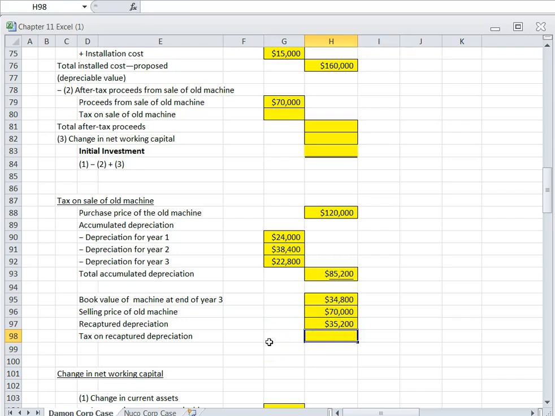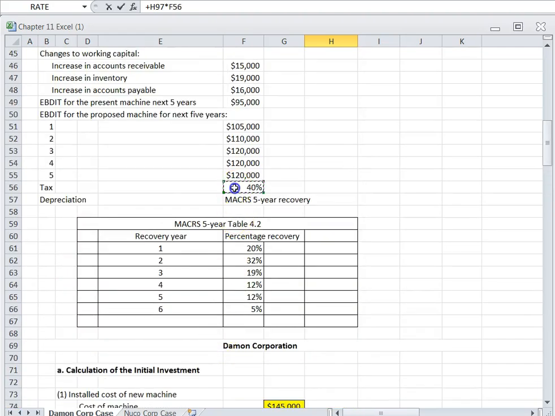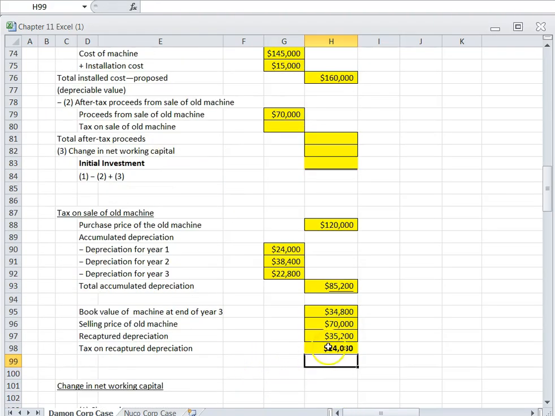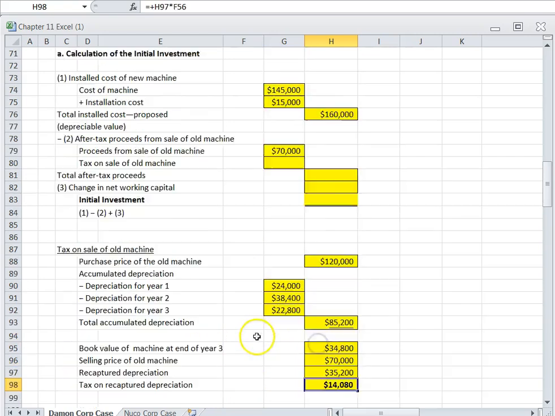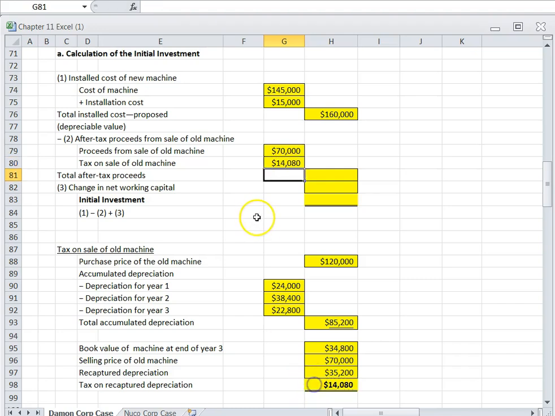And then we're going to have to pay tax on that recaptured depreciation at the 40% level. And so here's the tax rate. Okay, so this becomes my tax on recaptured depreciation. So I'm going to put that up here. And then we have the after-tax proceeds. So what we're going to do is say 70,000 minus the 14,000. This becomes our after-tax proceeds on that sale.